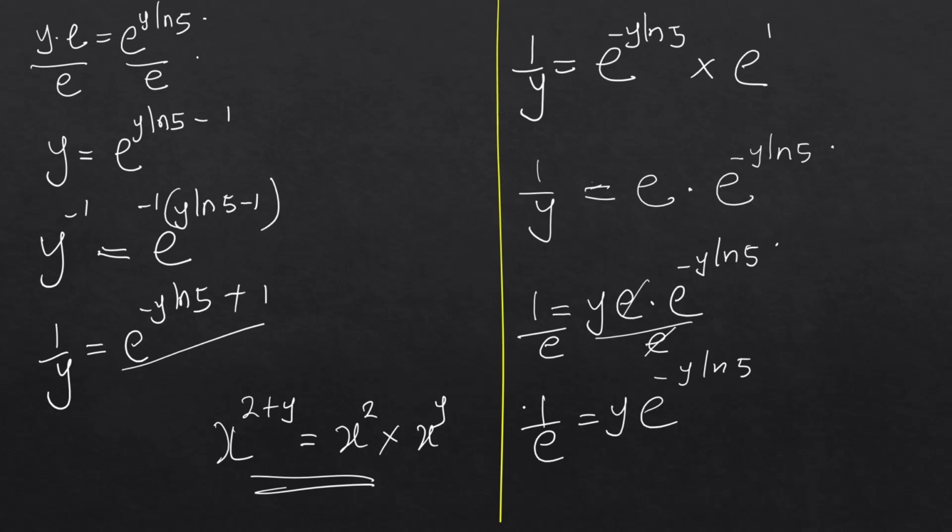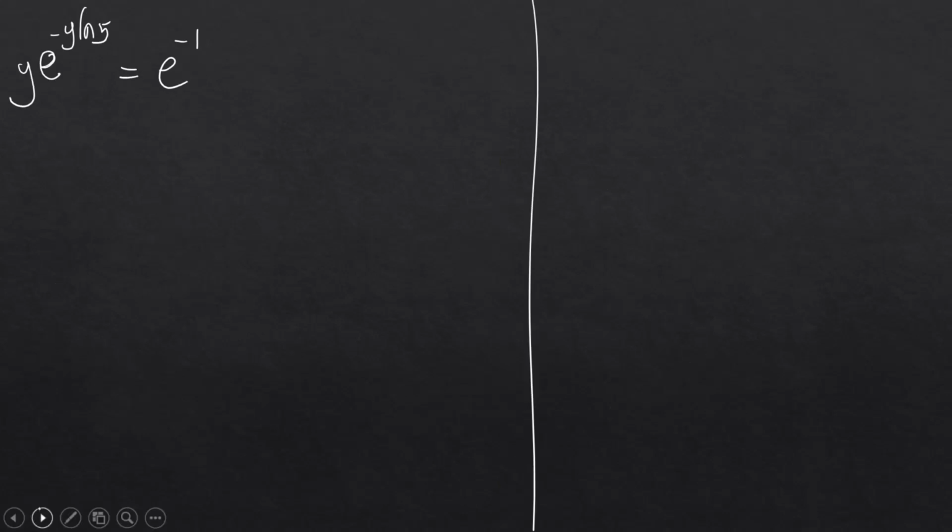So let's tidy them. So I have y e raised to power minus y ln 5 is equal to 1 over e, which is e raised to power minus 1. I'm sure you know what that means. So that was what I did here. So I'm going to multiply both sides by minus ln 5. So I'm going to have minus ln 5 times y e raised to power minus y ln 5.